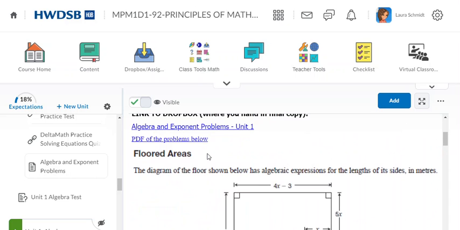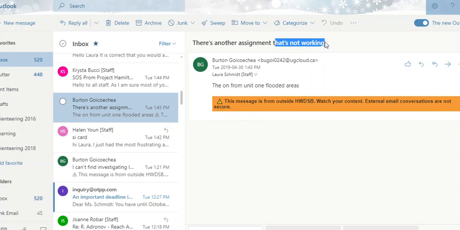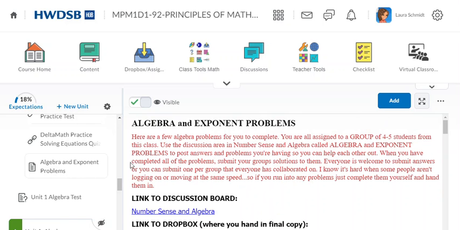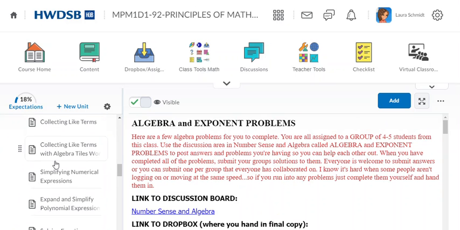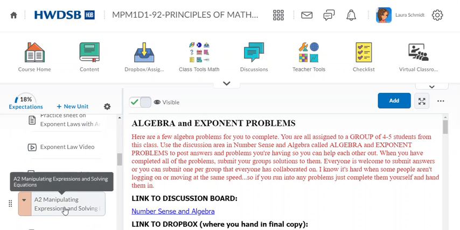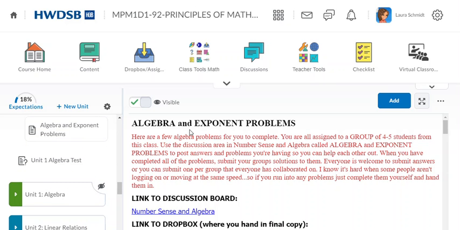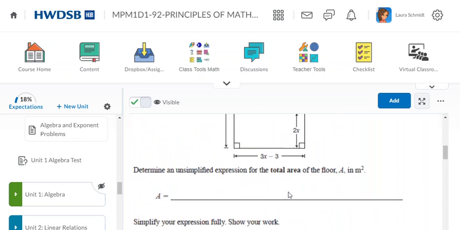This one, floored areas. I think that's what you're asking about, and I don't know what you mean by that's not working. Is it the Dropbox where you hand it in, maybe? If that's what you're asking about, in Unit 1, number sense and algebra, under the second module, A2, manipulating expressions and solving equations, there's something called algebra and exponent problems. It's right near the bottom of Unit 1. And it was the group problems, which everyone's done now. So you don't have to do it as a group if you haven't done it yet. Basically, they're just a bunch of EQAO practice questions.